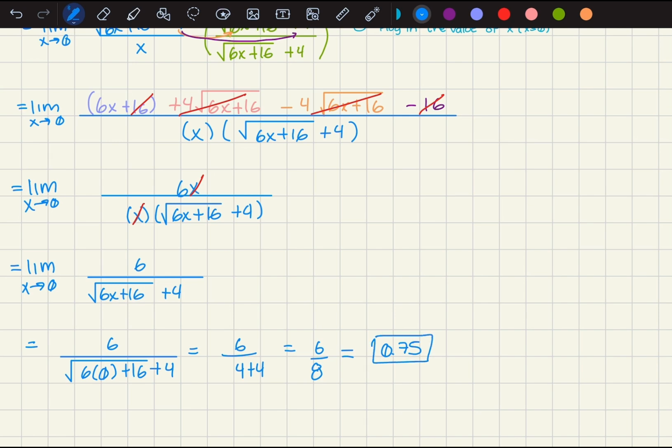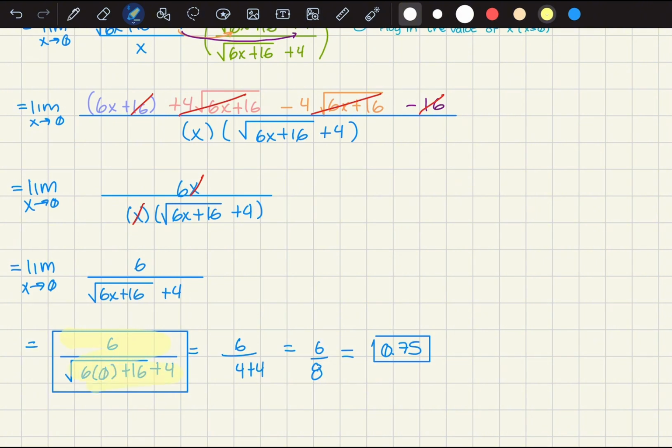So this is our final answer if we want it in decimals. Or if we want it as a fraction, it's possible to have 6 over 8. It will depend on how they're asking you.